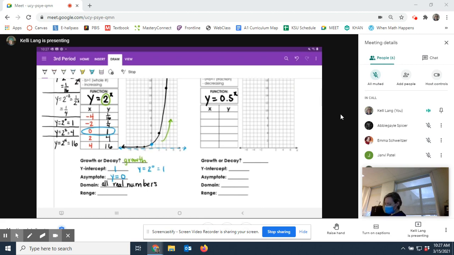The range comes from the asymptote. So the range and the asymptote are tied together. If y equals 0 is the line our function can never cross over, then our range has to be everything above that. That's where our function is. So our range is y is greater than 0. That just comes from the asymptote.